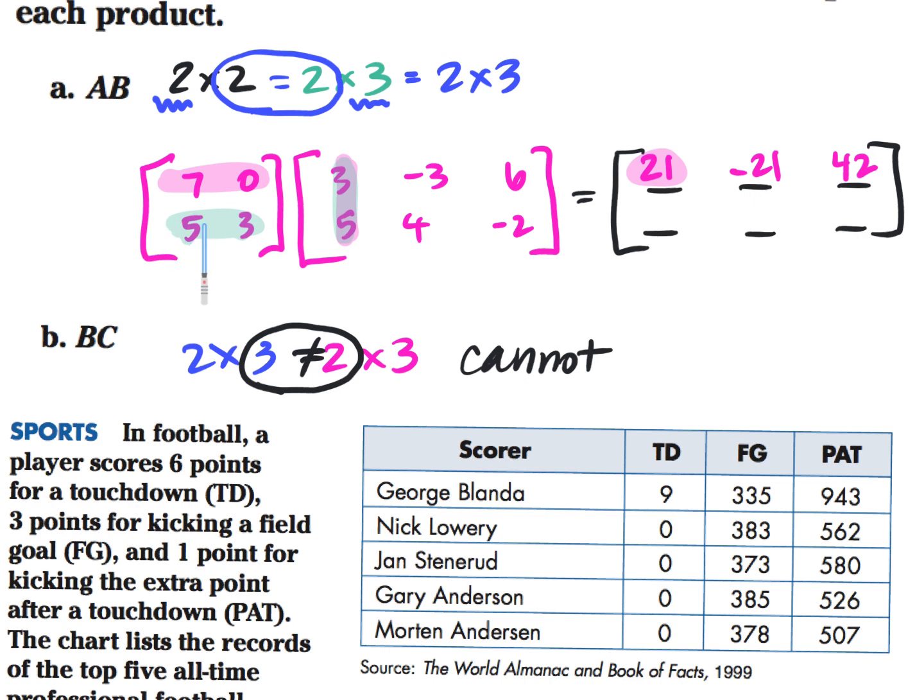Close. So we always read left to right or top to bottom. So we're going to go 5 and the 3 to get me 15. Then I'm going to read it left to right, top to bottom: 15 plus 15 is 30. Perfect.